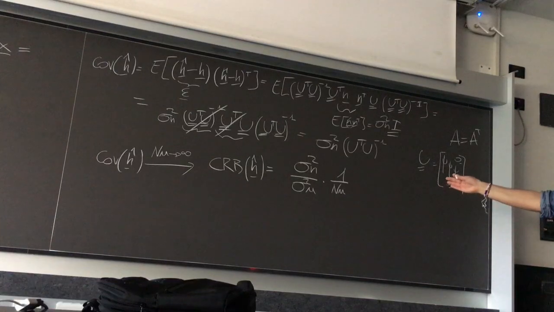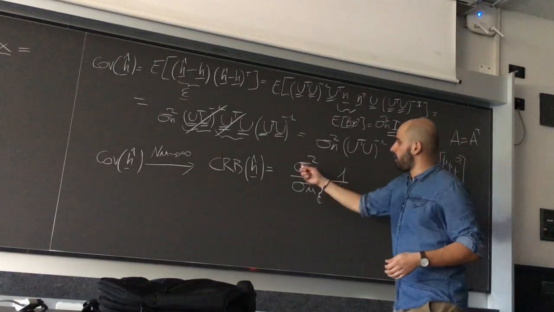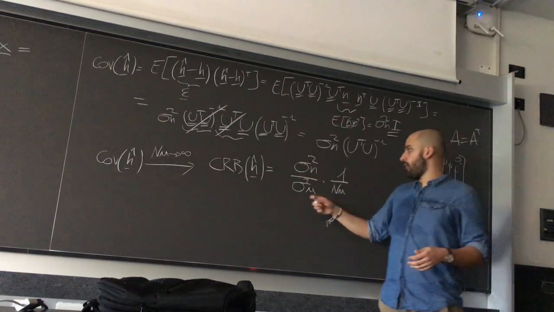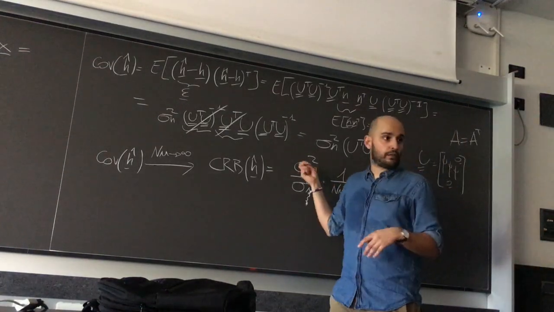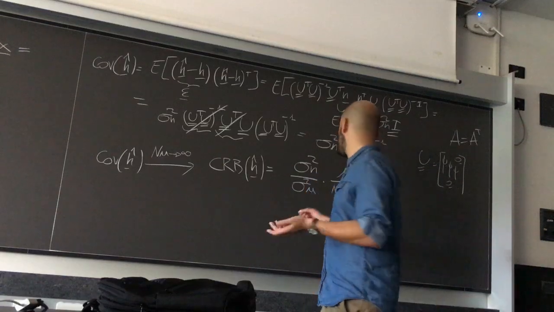So this is the power of the noise. This is the power of the signal. So this is the inverse of the ratio between the power of the signal and the power of the noise, which is known as the signal to noise ratio.